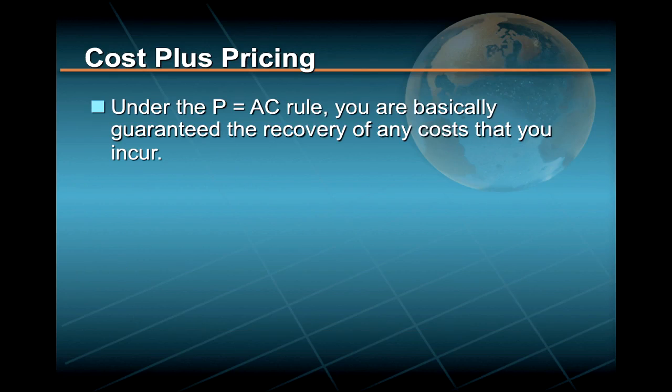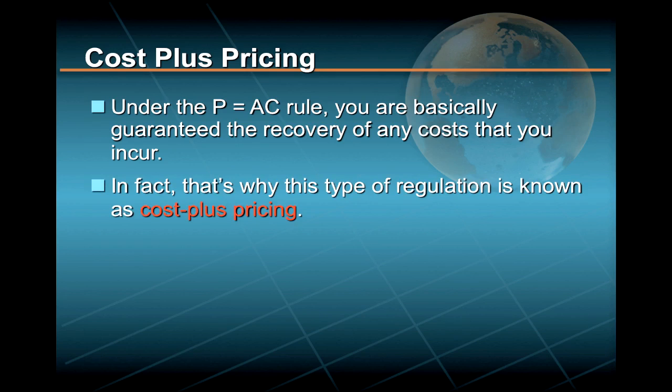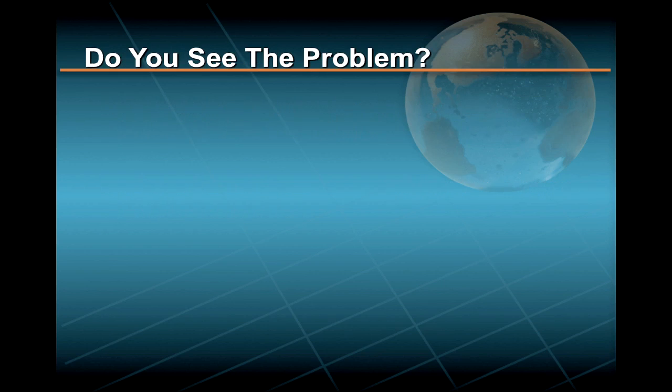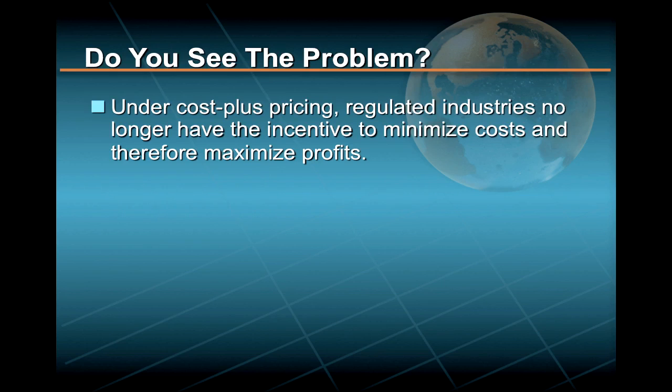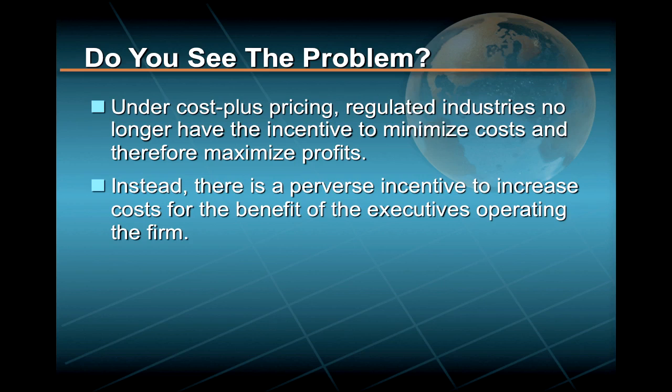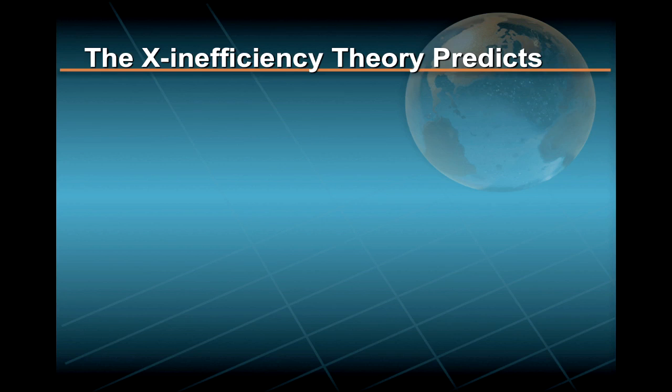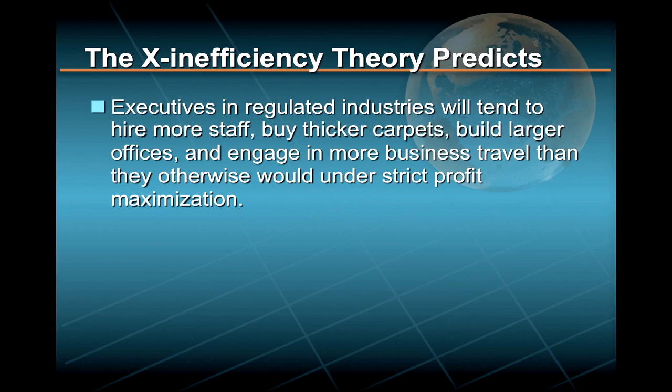Well, think about this. Under the P equals AC rule, you are basically guaranteed the recovery of any cost that you incur. In fact, that's why this type of regulation is known as cost-plus pricing. So do you see the problem? Under cost-plus pricing, regulated industries no longer have the incentive to minimize costs and therefore maximize profits. Instead, there is a perverse incentive to increase costs for the benefit of the executives operating the firm. For example, the x-inefficiency theory predicts that executives in regulated industries will tend to hire more staff, buy thicker carpets, build larger offices, and engage in more business travel than they otherwise would under strict profit maximization.